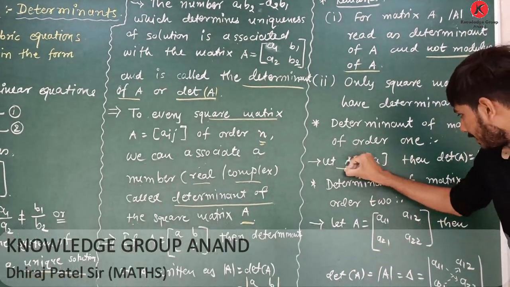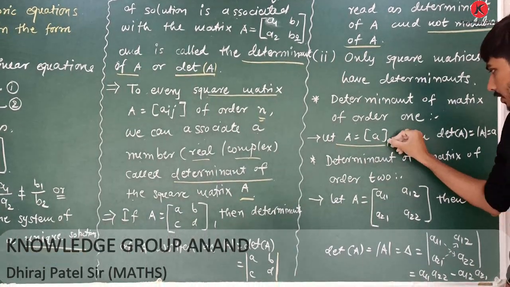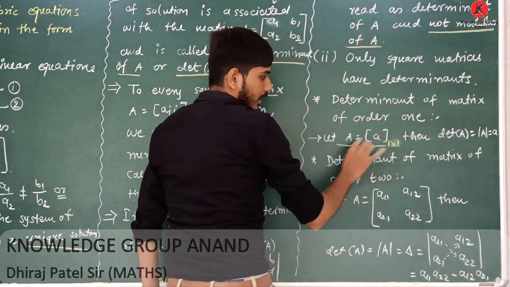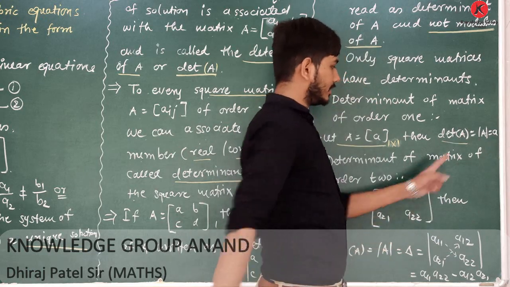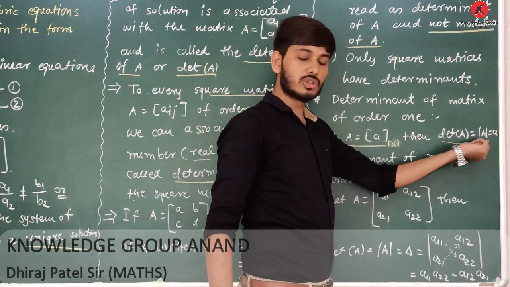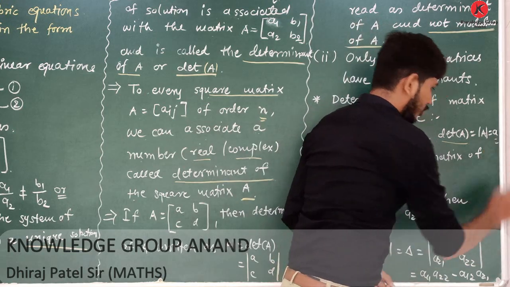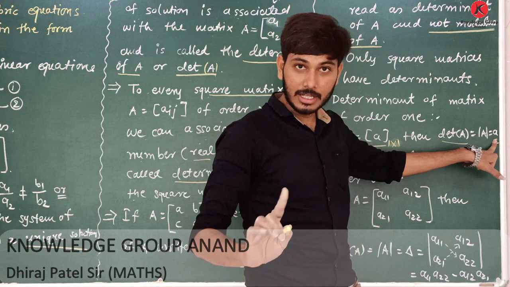So start with the determinant of a matrix of order 1. Suppose matrix A equals [a], of order 1, only one element is there. Okay, this is matrix A. Then the determinant of A is also denoted as |A| equals the number a only. This is the number.